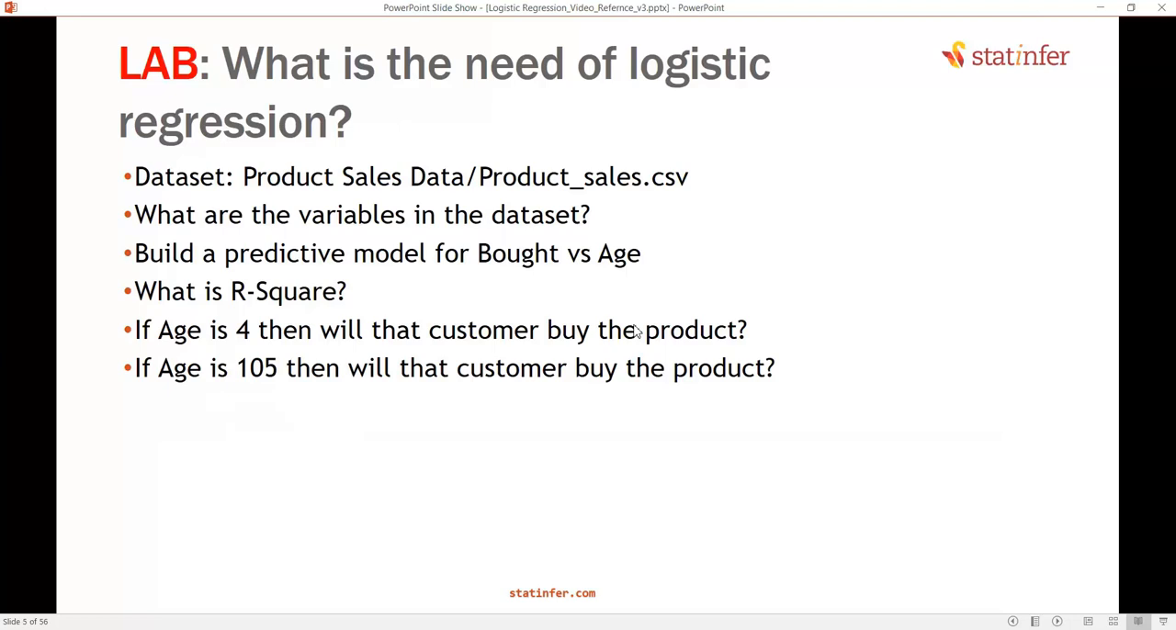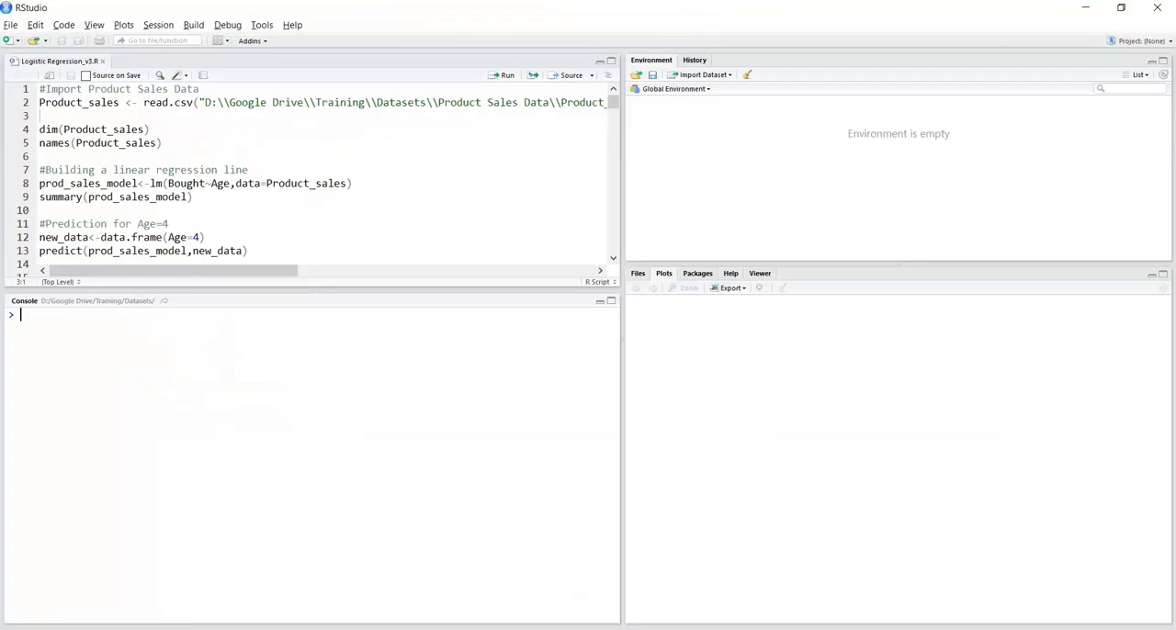So we just need to write y equal to some function of age, where y is buying. Then we'll see what the R square value is. Then we have to predict, if the age is 4, whether the customer will buy the product or not, and if the age is 105, whether the customer will buy the product or not. So simply we need to build a simple linear regression line, just as a recap of the linear regression that we just finished.